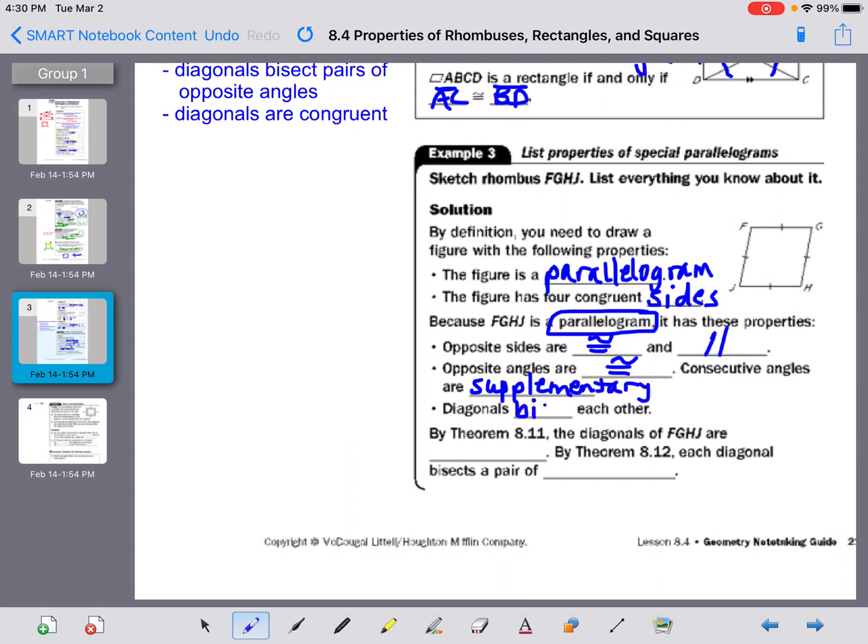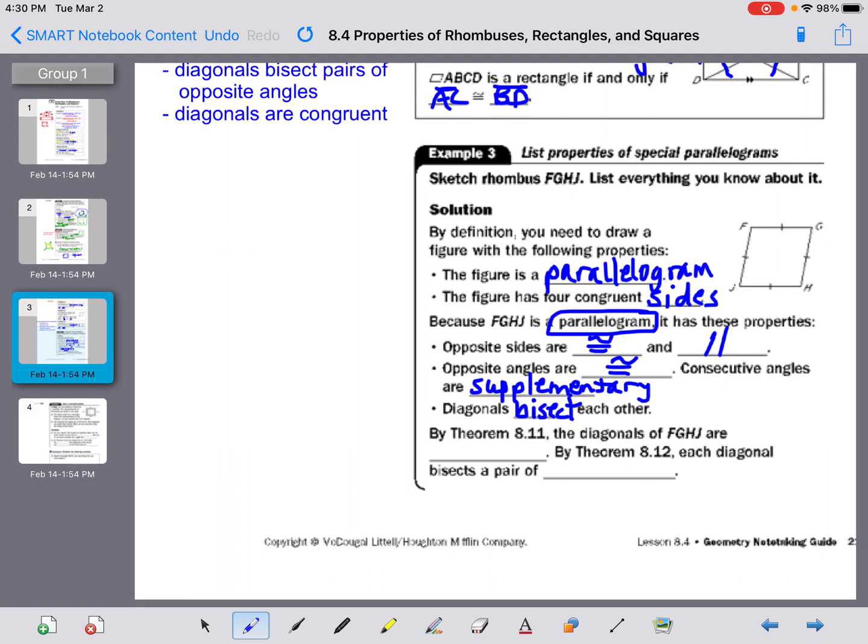Diagonals bisect each other. That's 5. Okay? Do you remember I actually went through and said all those when we just gave the definitions at the beginning of these notes? Because the minute we see parallelogram, 5 rules. Okay? And we want to not forget those because those are going to be important.